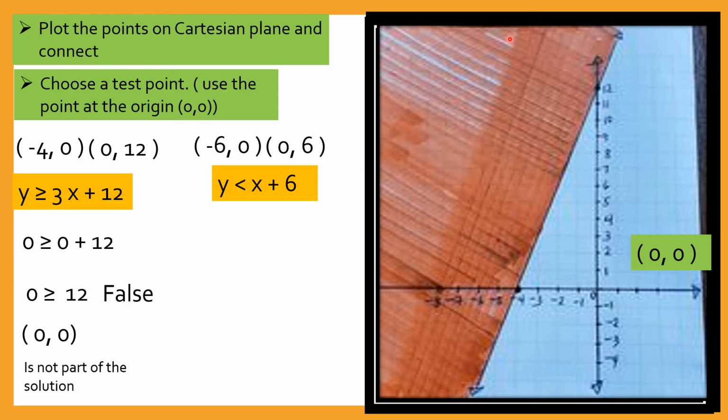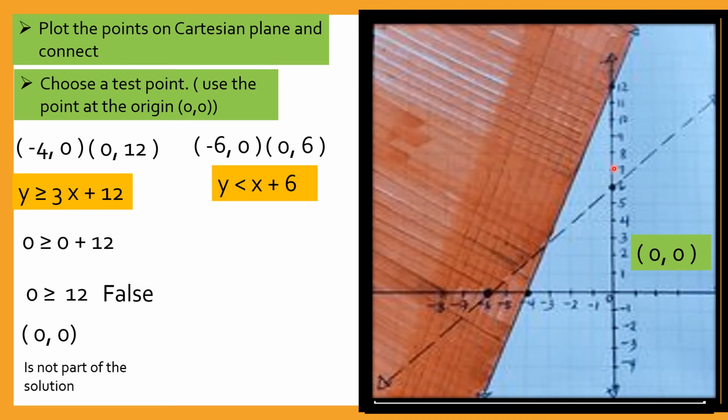Okay. Next is the next inequality, y is less than x plus 6. So, i-plot natin yung point first, that is negative 6, 0. And we have 0, 6. So, ang x-intercept natin ay negative 6. Ito lang yon. At yung y-intercept natin ay 6. Ito lang yon. So, madali lang, di ba? So, i-connect lang natin yan.